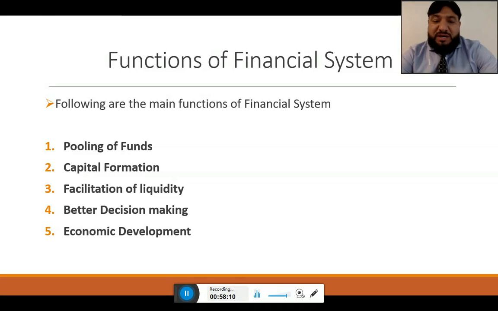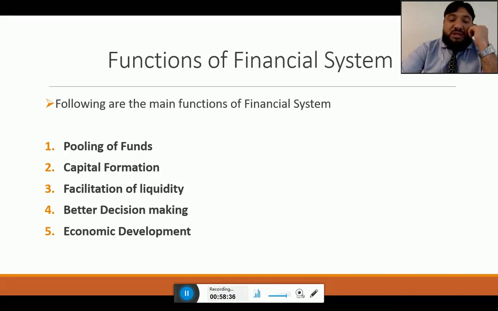Number 5 is economic development. Through the financial system, there is economic development in the country, because at the end of the day, whoever gets the benefit of utilizing the money, that benefit is either consumed or reinvested. If you consume, you do an economic activity. If you further invest, you do an economic activity. So with the help of a strong financial system, there is economic development in the country.